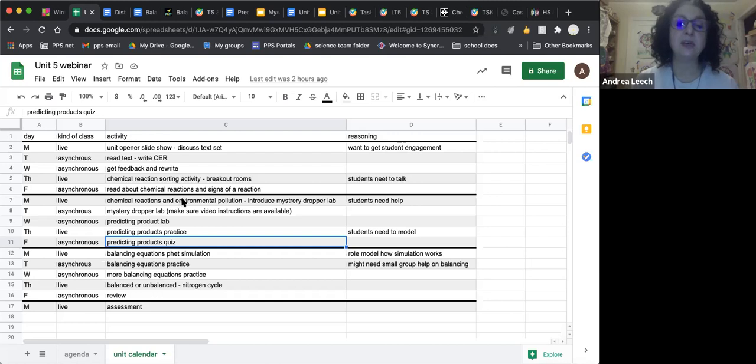Then, as an asynchronous activity, they can read through the chemical reactions and signs of a reaction. For live, go through the chemical reactions and identify which reactions are which. Students often have a little difficulty getting started on that, so I would recommend starting it at least as a live activity. I then thought that introducing the mystery dropper lab might be a little easier than introducing the predicting products lab, but I would introduce one of them and then have them work through it as an asynchronous activity, then come back together to talk through the lab and use that as a basis for how to do the predicting products practice.